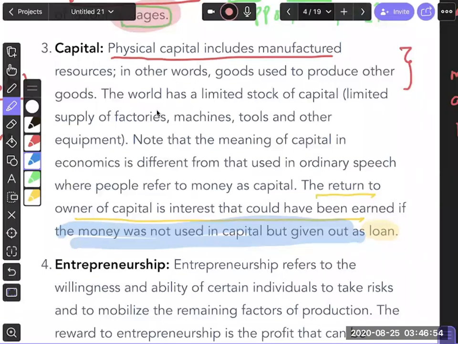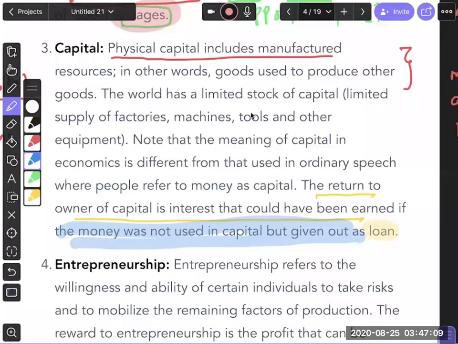Questions, guys? Are we sorted? Sir, can you just explain this again? I'm not getting that capital and interest thing. So who's this again? Sorry.